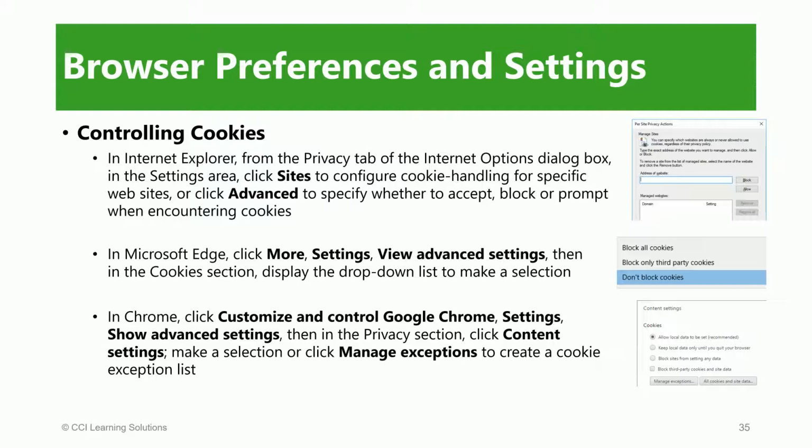Controlling your cookies. In Internet Explorer, from the Privacy tab of the Internet Options dialog box, in the Settings area, click Sites to configure cookie handling for specific websites, or click Advanced to specify whether to accept, block, or prompt when encountering cookies. In Microsoft Edge, click More, Settings, View Advanced Settings, then in the Cookie section, display the drop-down list to make a selection. In Chrome, you can click Customize and Control Chrome, Settings, Show Advanced Settings, and then in the Privacy section, click Content Settings, make a selection, or click Manage Exceptions to create a cookie exception list.